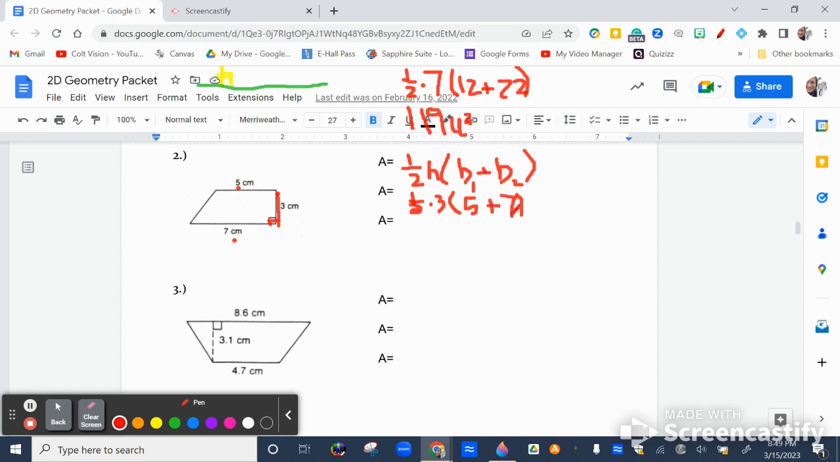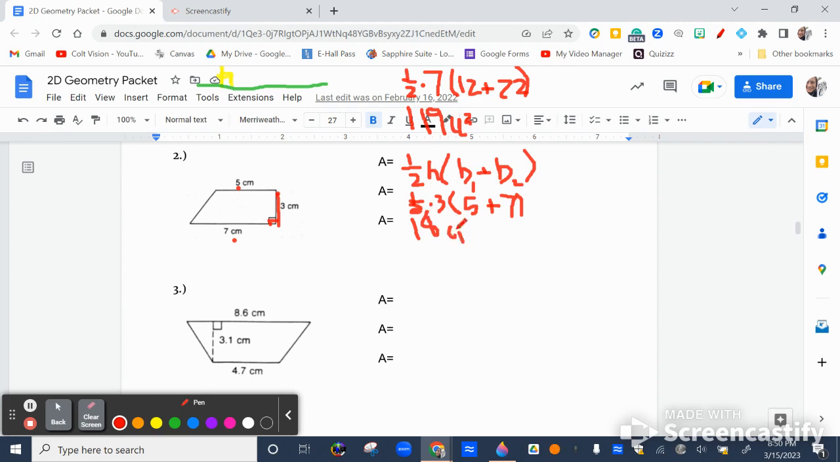So I can put this in the calculator exactly as is. 1/2 times 3 parentheses 5 plus 7, close the parentheses, hit enter. It's going to work. Or I can just do the order of operations and get 12, then half of 12 is 6, and 6 times 3 is 18. So you should get 18 centimeters squared.